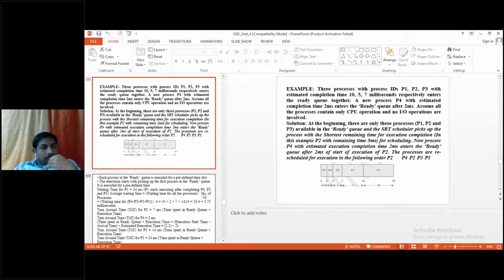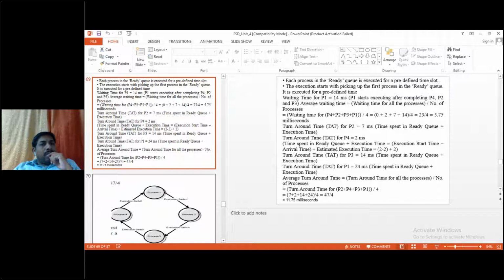So at the beginning, there are only three processes P1, P2, P3 available in the ready queue, but the SRT scheduler picks up the process with the shortest remaining time for execution completion. So P1, P2 is taken with the 2 milliseconds, then it is P4, then it is P2 again, P3 and P1. Like that, a ready queue is made, and each process in the ready queue is executed for a predefined time slot. Like that, waiting time for P1 is 14 milliseconds, and the average waiting time comes out to be 5.75 milliseconds.